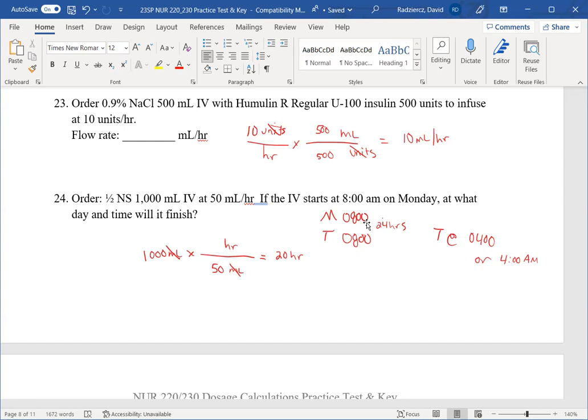Where this gets a little bit tricky is if, let's say, it's 10 p.m. or 2200 hours, and 4 hours have gone by. What day and time is it? You'd be at 0200 the next day, or 2 a.m. the next day. So just revisit your clock. Hopefully this helps with the 24 hours.